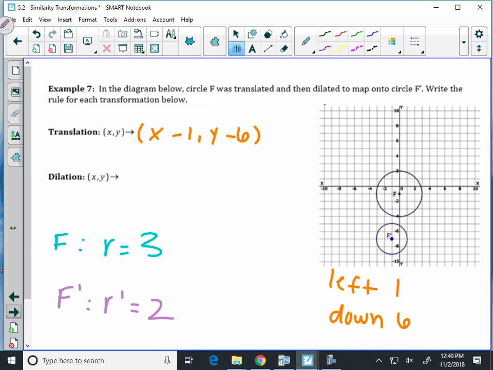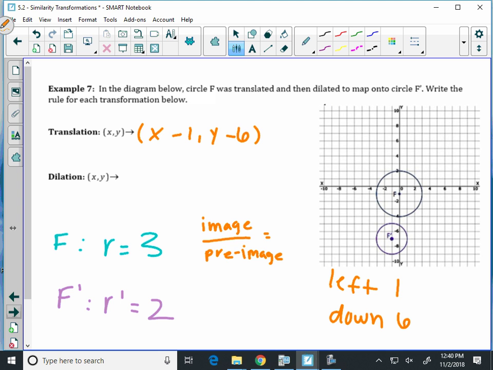So remember, how would we make that fraction? It's what over the what? The image over the pre-image. Very good. It's image over the pre-image. The new over the old. New image over the old image. Pre or image over pre. However you want to think of it.